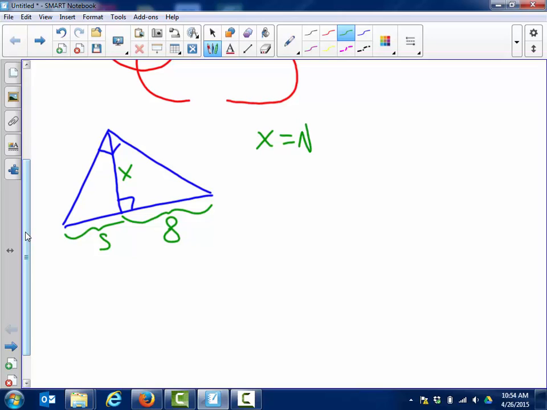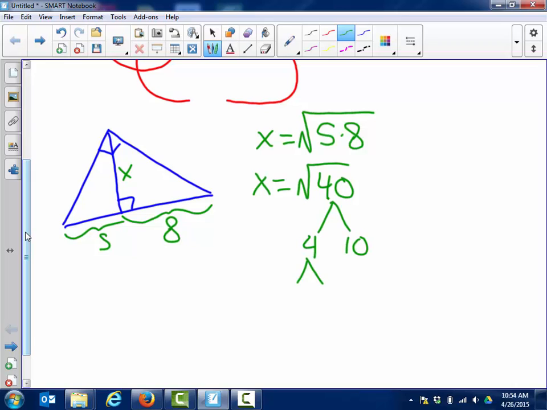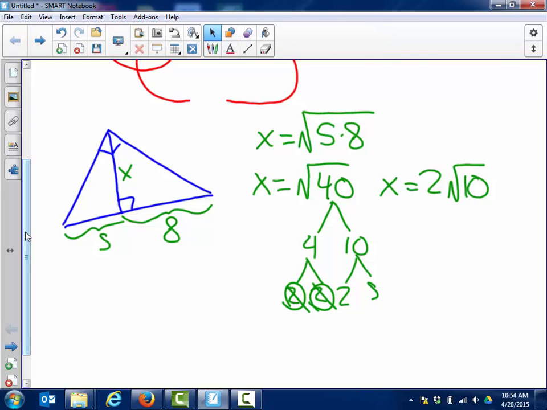Well, it's the geometric mean of 5 and 8, meaning when I multiply 5 and 8 together and take the square root of that, that is what x is equal to. So I can say x is equal to the square root of 40, which we can break down with a factor tree into 4 and 10. 4 is 2 times 2, 10 is a 2 and a 5, etc. So we've got a pair of 2's that we can pull outside of our radical. So x would be equal to 2 radical 10. Kind of an interesting idea.